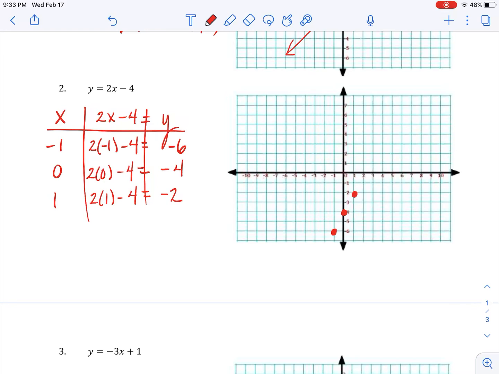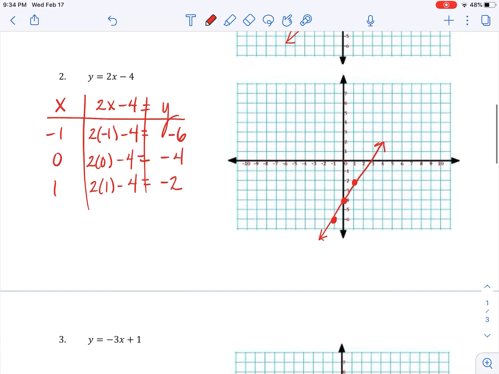They all line up in a nice straight line. If they didn't, it would mean I made a mistake, right? It would mean I'd have to go back and check my calculations. But they do end up in a nice straight line, and I will put arrowheads on the end. Another thing I said in class today was if we are taking a paper and pencil test and you want to make sure your lines are nice and straight, you should use your ID, your photo ID as a nice straight edge.